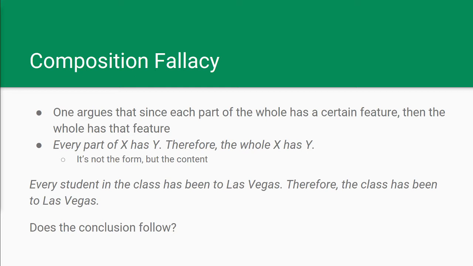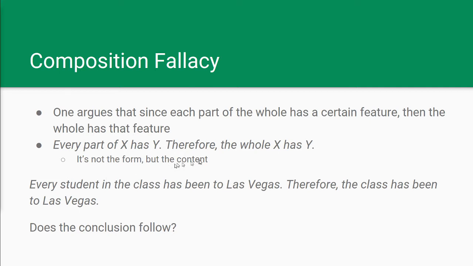But let's look at another example. Every piece of this car is made of plastic, therefore the whole car is made of plastic. Now here, there is no fallacy committed because indeed every part of the car is made of plastic. We can then say the entire car is made of plastic. Does that make sense? Again, this is something that's going to take some practice.